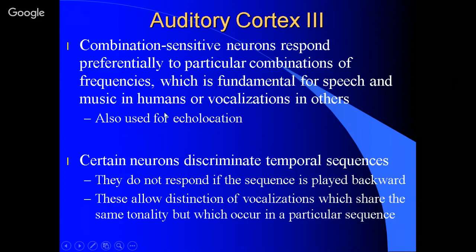Different other animals, the dolphins and bats and that sort of thing, also use these for echolocation. Also, there are certain neurons which discriminate temporal sequence. So it responds, if you remember, we were playing with faces and turning them around, and remember the monkey with the brush. Similarly, there are auditory neurons which pick up a certain sequence. So certainly auditory is sequencing because it's transient.